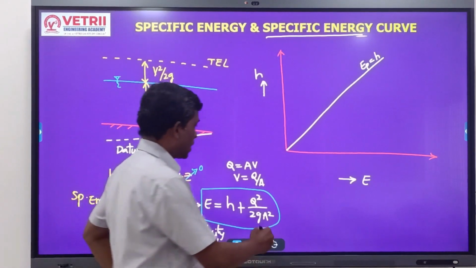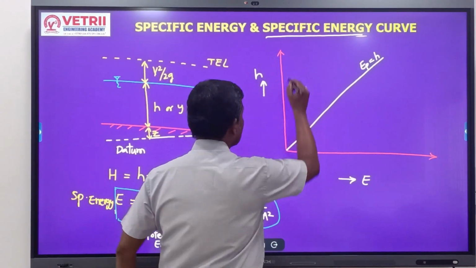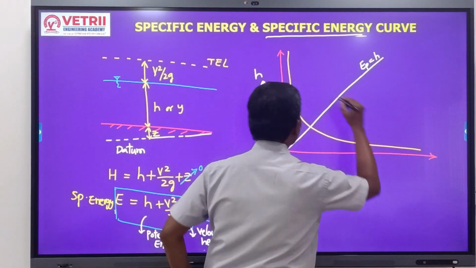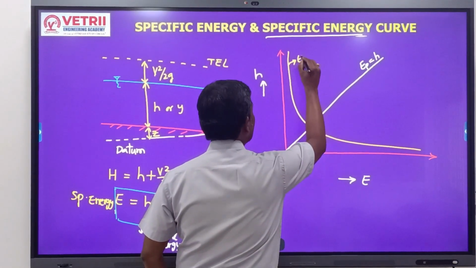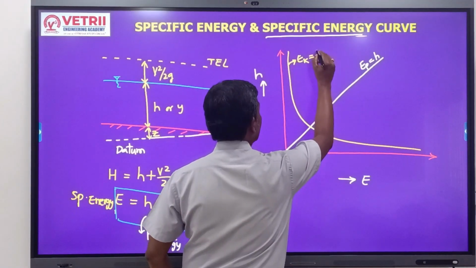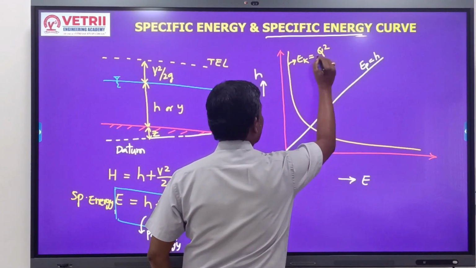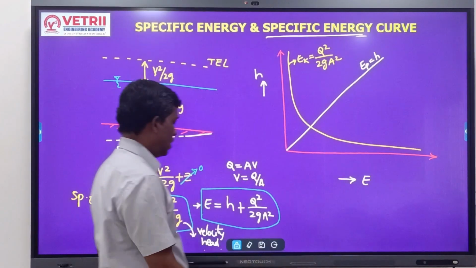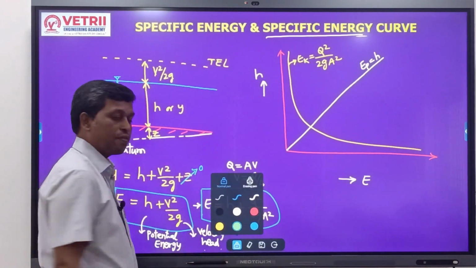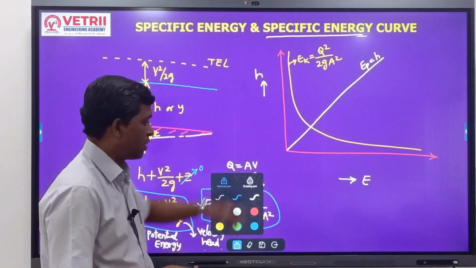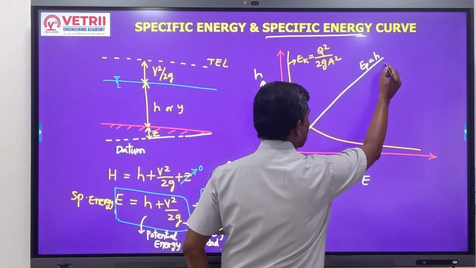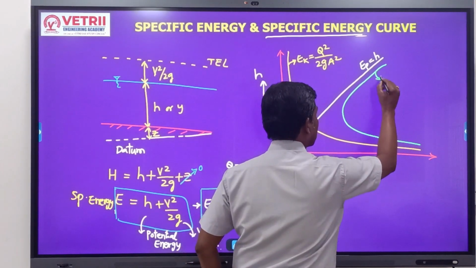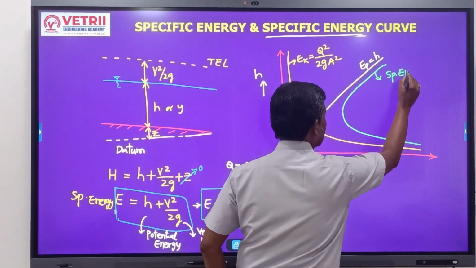If I plot this one, how does it come? This represents E is equal to Q square by 2g A square. If I combine these two, the potential as well as the kinetic head, we get the specific energy curve. So this is nothing but the specific energy curve.